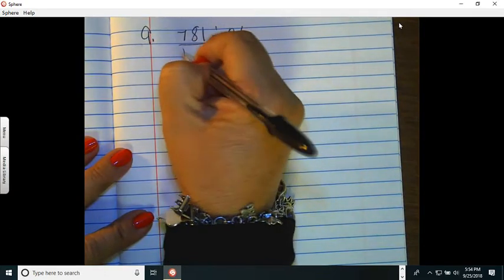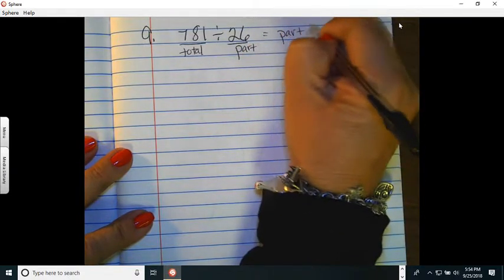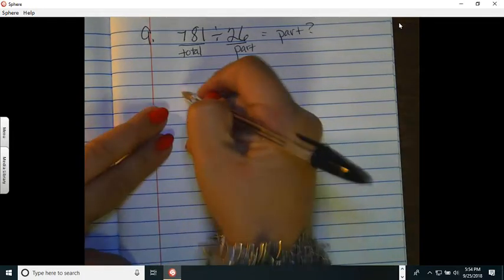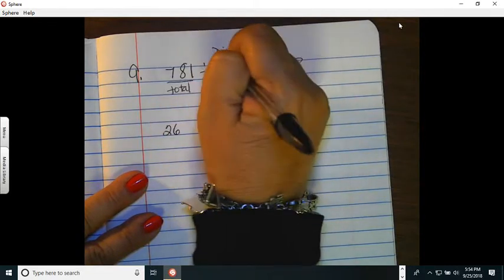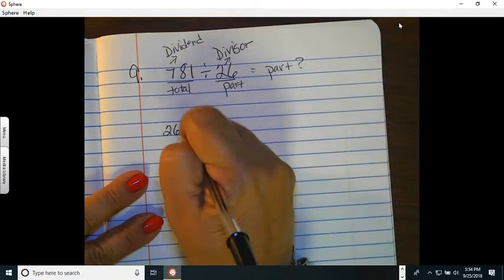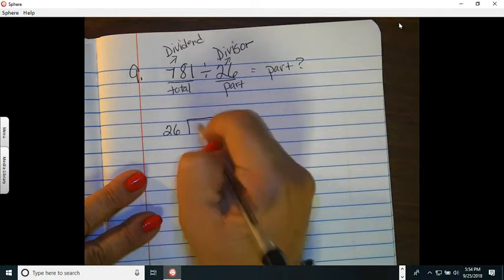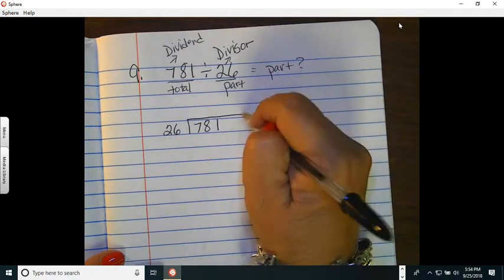Number 9, I have 781 divided by 26. Okay? Again, my total amount and my part. I need to find the other part. My part is missing. So now I have my divisor is 26. That's the divisor, in case y'all are not remembering. This is my dividend, because that's the total amount that's given in my problem. So I am now going to find how many groups of 26 can go into 781, or 781 can be divided by 26 how many times?